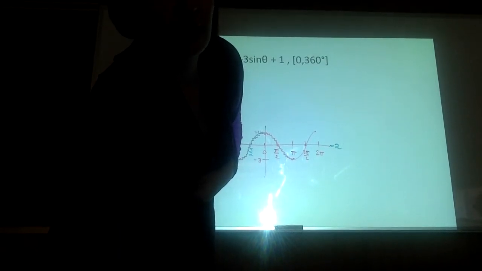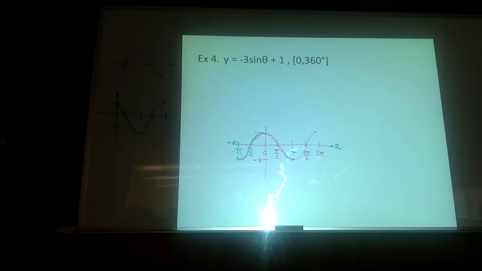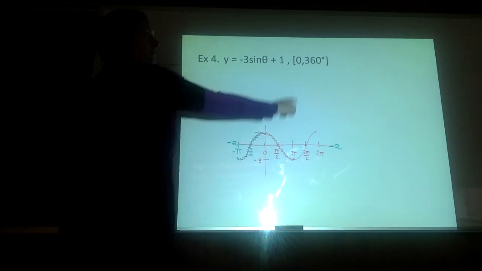All right, so we did all that. We're good with that. All right, example 4. Let's put it all together. You try it. And I was even nice and gave you 0 to 360.